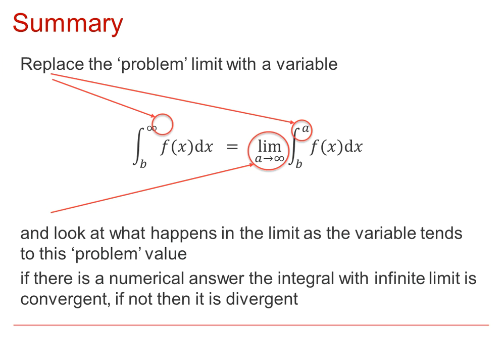Again, we'll look at a quick summary of the technique. We've replaced the problem limit with a variable, called it a, and looked at what happens in the limit as the variable tends to this problem value. So if there is a numerical answer, the integral with infinite limit is convergent. If not, as in the case of f of x equals 1 over x, then it is divergent.